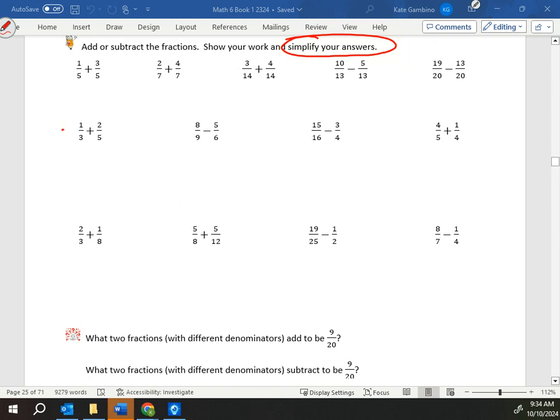Let's look at the second row. I have 1/3 plus 2/5. Now I have to do step 1 because it's not done for me. How do I do step 1? Bridget?